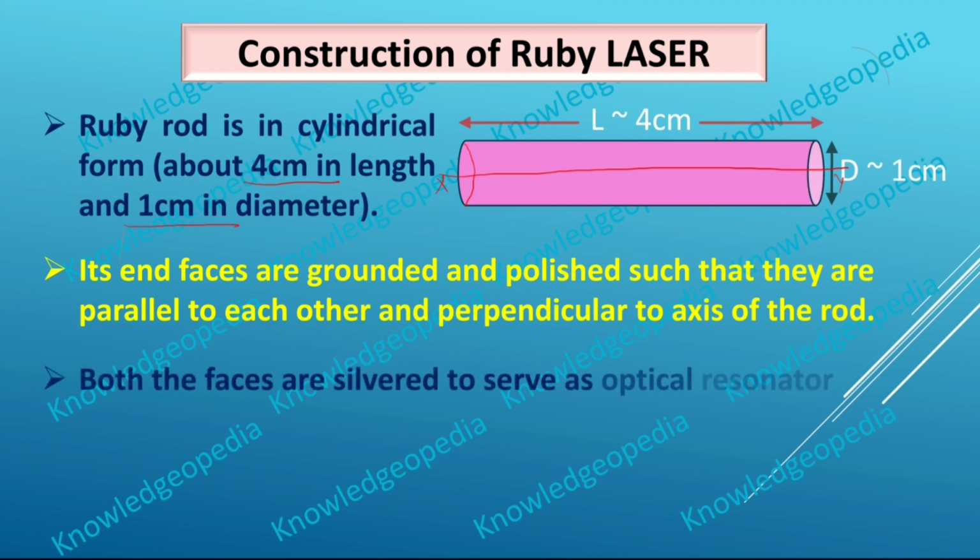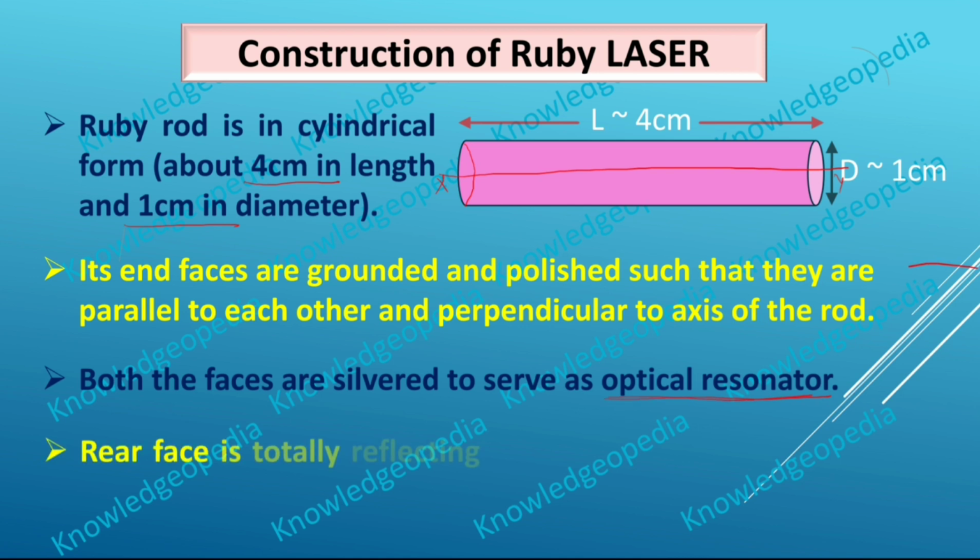Further, both the faces are silvered to serve as optical resonator. So these two faces are silvered so that photons can get reflected from these two faces, and while they are moving through this ruby rod, because of these multiple reflections, they will produce a lot of photons, that we will discuss under working of ruby laser. So these two end faces serve as optical resonator.